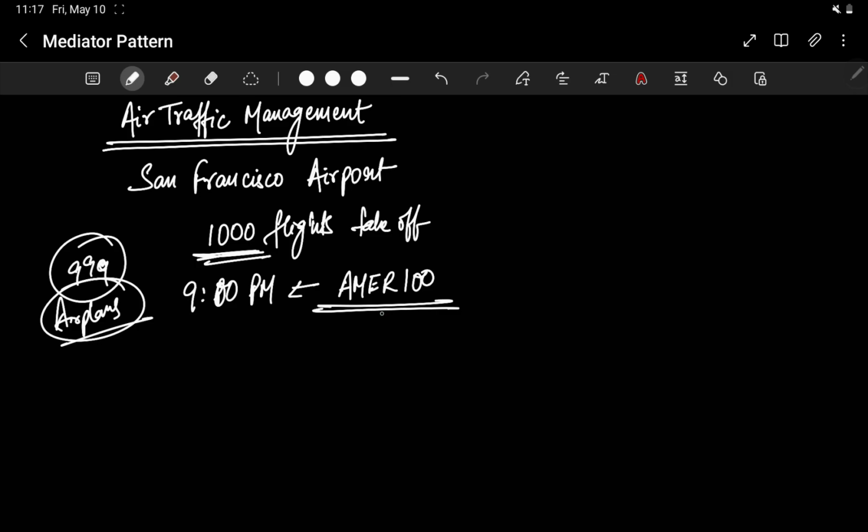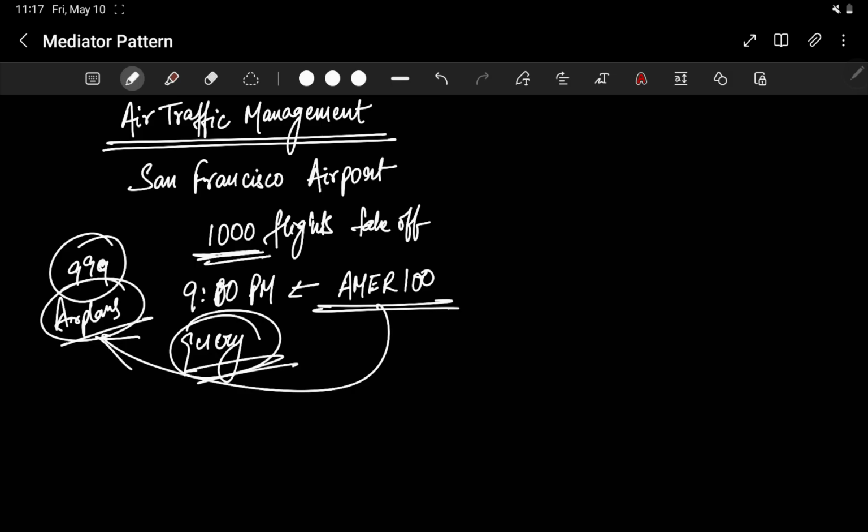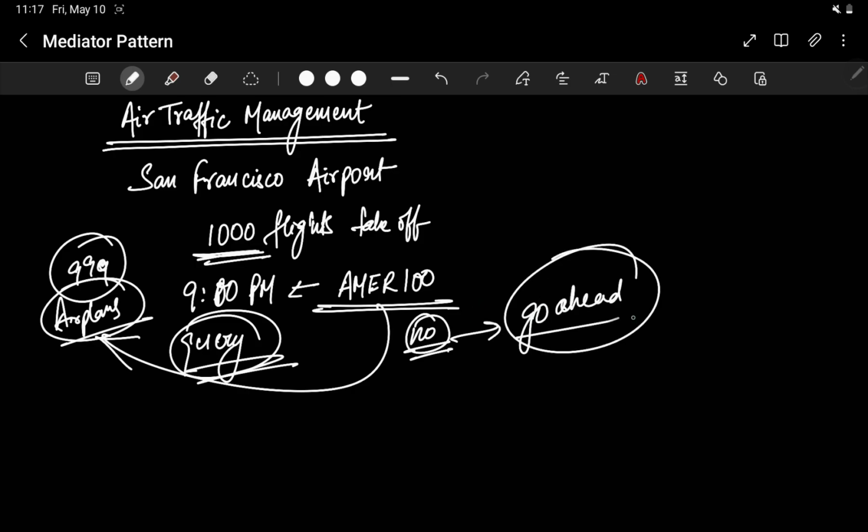Okay, what it can do is query them all: is it your time to land, is it your time to land, is it your time to land. Out of these 999, if all of them reply that no, it's not our time to land, then it knows it's a go ahead for me and I can go and land. Let's say its request did not go through to even one of them, only 998 replied. Then what happens? It can still keep waiting that okay, the other one will reply, the other one will reply.